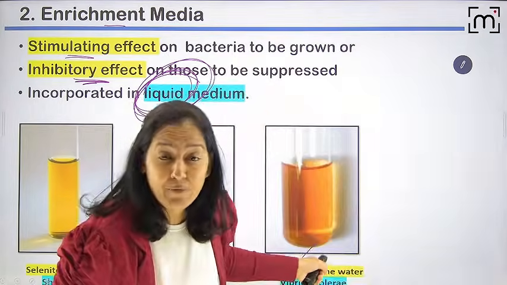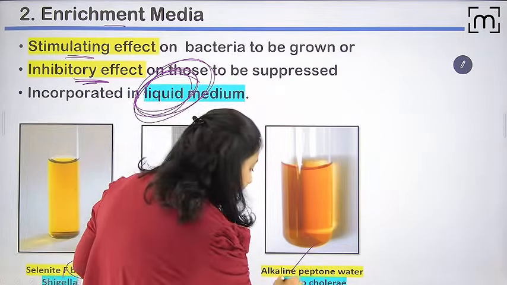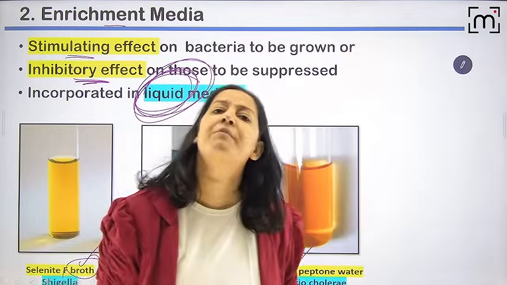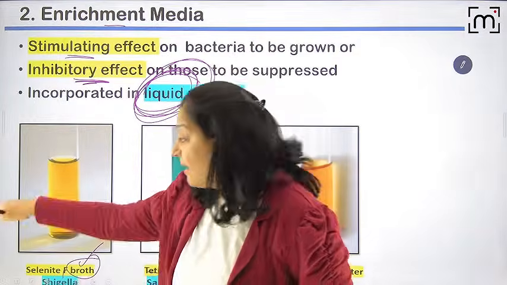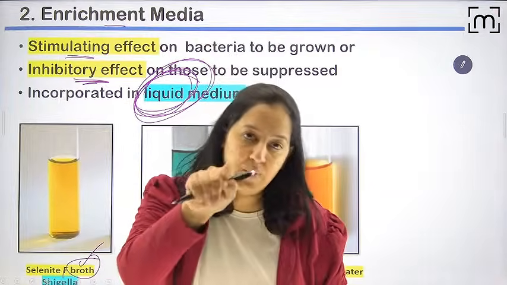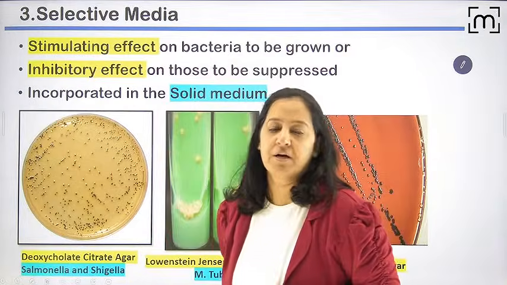And alkaline peptone water, you get questions on that. APW. Alkaline peptone water is for Vibrio. It contains stimulatory substance for Vibrio cholerae and inhibitory for others. All are liquid, so they are examples of enrichment. Learn the media, learn the corresponding bacteria. You get questions. I'm warning you, you get questions. Please learn it. Got it? That is enrichment. Now coming on to selective.